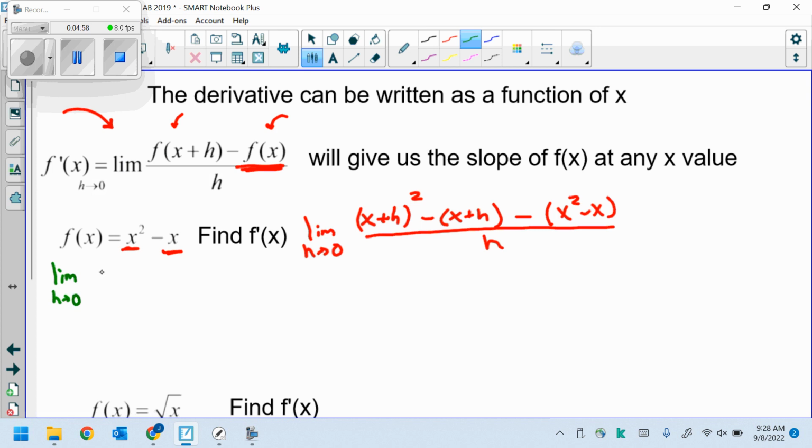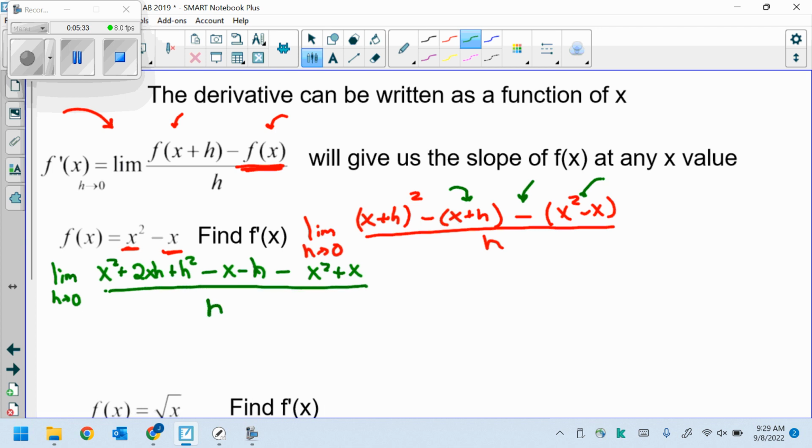And I'm going to have x plus h squared. So that's x squared plus 2xh plus h squared. Then I got to subtract the x. I also have to subtract that h. You got to subtract both of those terms. Then I'm going to be subtracting x squared, but I'm going to be adding the x because I'm going to be subtracting negative x. And then make sure that you remember to divide by h. All right. So that's kind of a pain. That's a lot of terms.